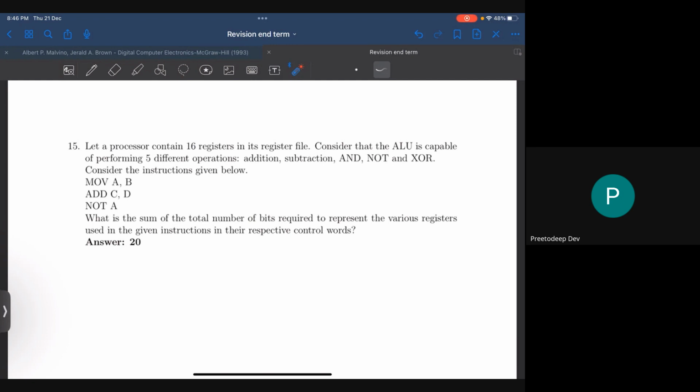So how many total bits are required? Only registers, right? You can see that there are a total of 16 registers, so we require 4 bits. Move AB: the only registers there will be A and B, right? So it will take 4 plus 4 equals 8 bits here. Add CD, here will be 4 plus 4, 8 bits. Not A, only one register, so it will be 4. So the total number of bits required is 8 plus 8 plus 4. It will be 20.